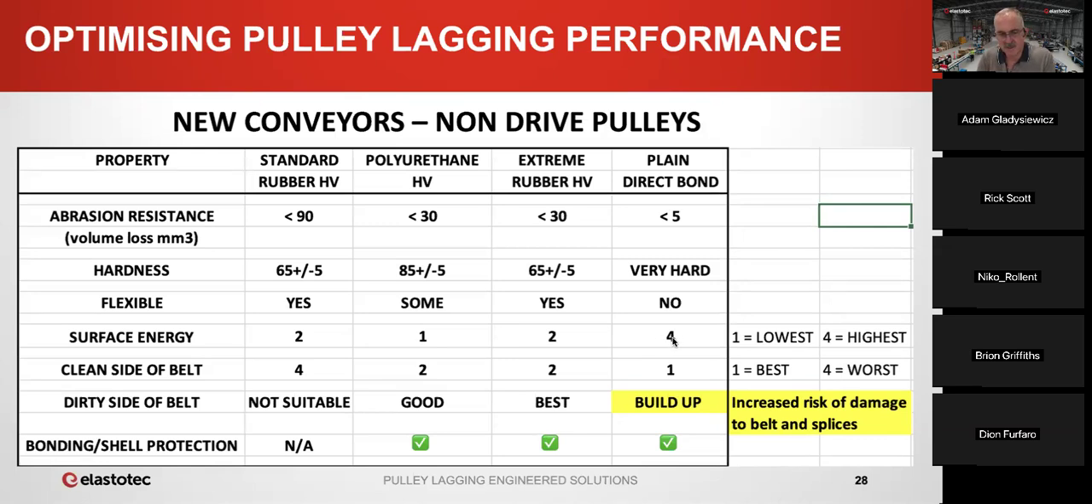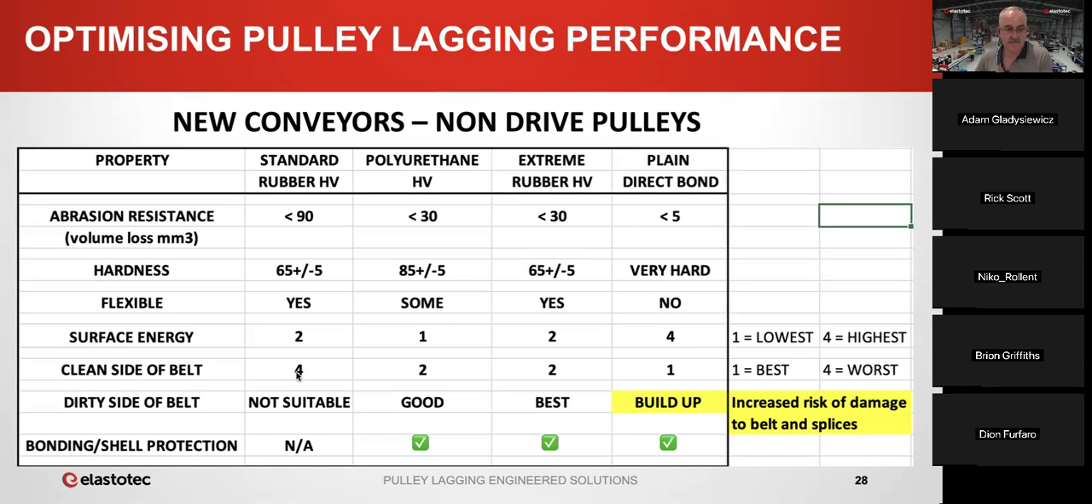And for those of you who've had experience with direct bond, one of the problems with using direct bond on non-drive pulleys that are in contact with the dirty side of the belt is the build-up. In Western Australia, I think BHP Iron Ore, Rio Tinto, and FMG are all moving away from direct bond on their non-drives because of build-up and because they've had problems with belt damage and also tracking.